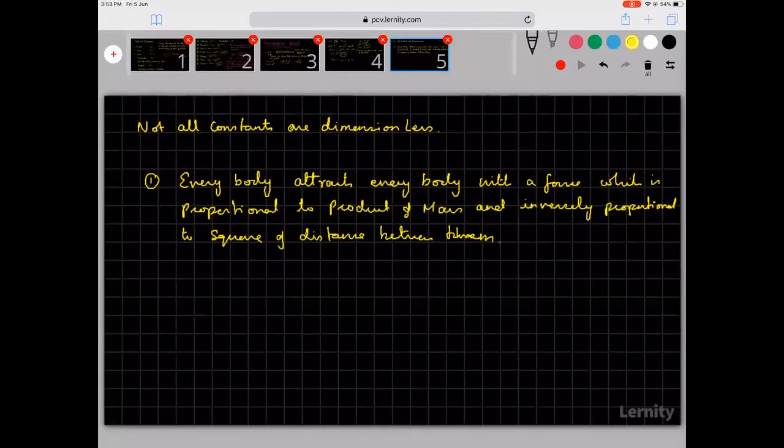This is a very famous law called Newton's law of gravitation. Every body attracts every other body with a force which is proportional to the product of masses. Force is inversely proportional to the square of the distance between them. Combining these, force is proportional to m1 m2 by r squared, or force is equal to G m1 m2 by r squared.